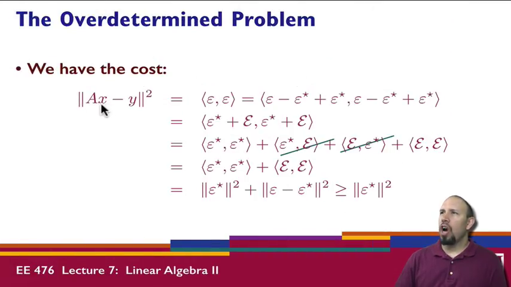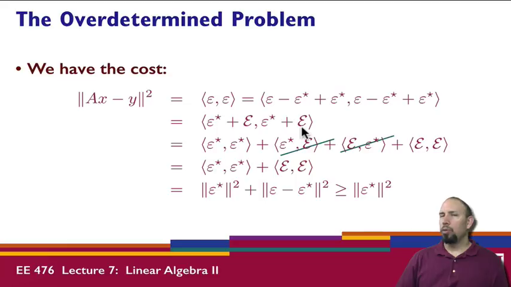So now if we look at the overall cost, the norm of Ax minus y, squared, that's the error. This quantity is the error, the inner product with itself. Okay, so I'm going to take this quantity and add and subtract the error star in both places. This quantity here is what we call the big E. So we have big E plus the error star, big E plus the error star, and then I switch the places. All right, so I have this inner product with itself.